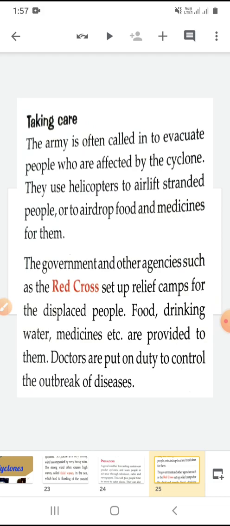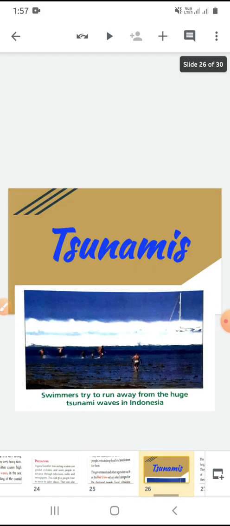The government and other agencies such as the Red Cross set up relief camps. The Army is called for the people, for help. Okay. Now the next is tsunamis.